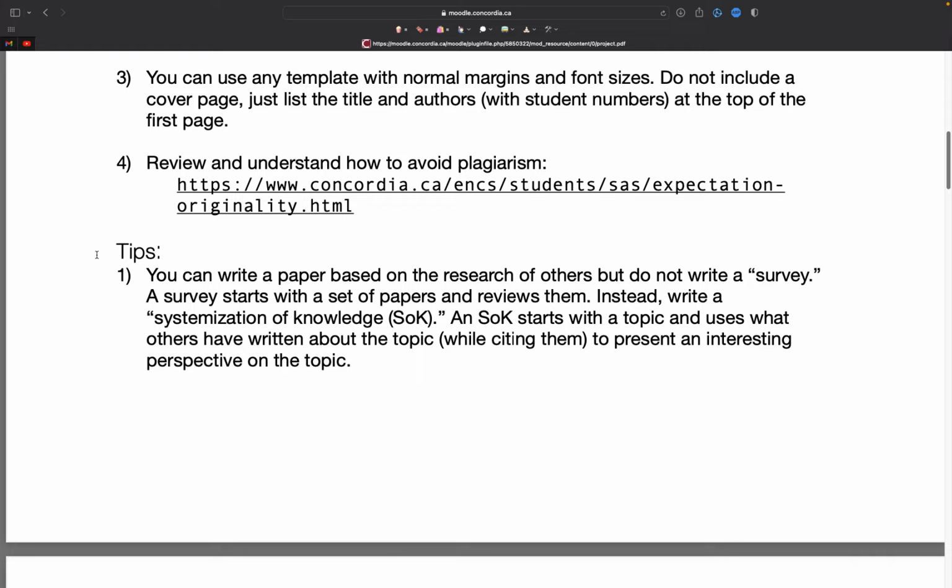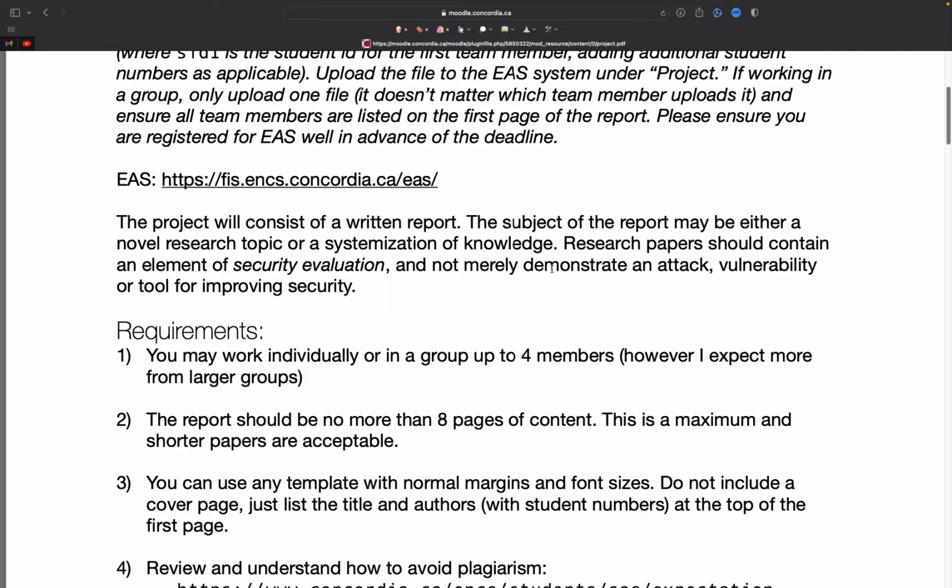I don't care about template, anything is fine. Default Word, default LaTeX, it's fine. You don't have to have a cover page, just have a title. Make sure that all the authors and their student numbers are listed right at the top of the first page, and also in the file name, put the student numbers. And then other than that, it can be in any reasonable template.